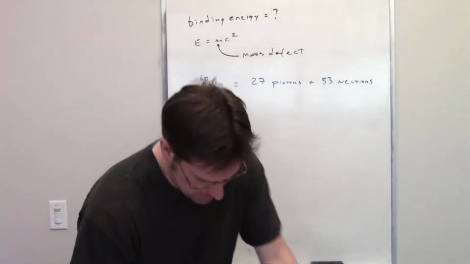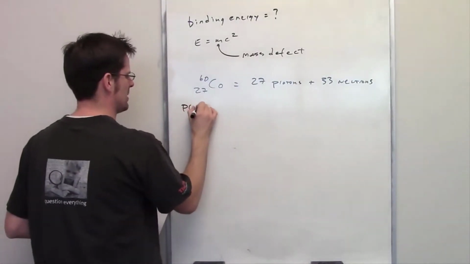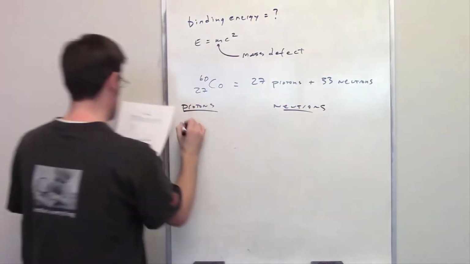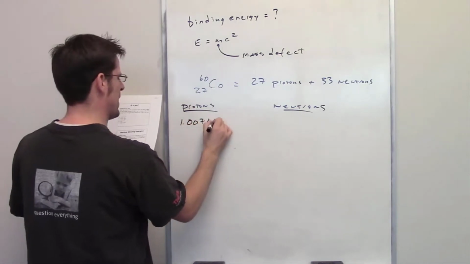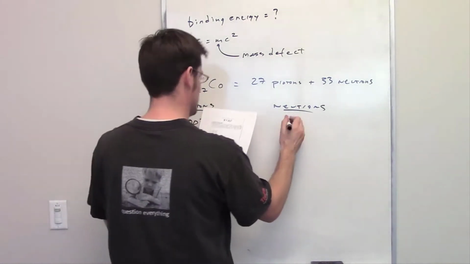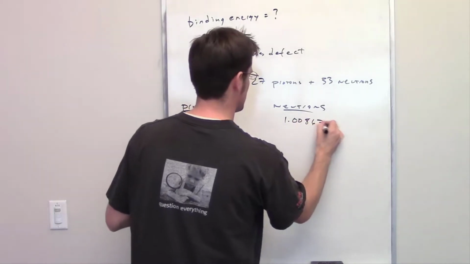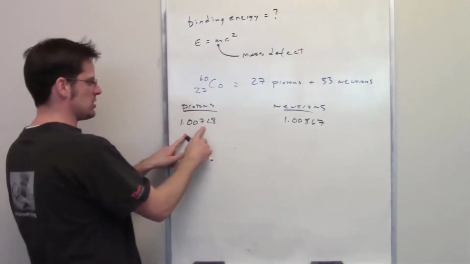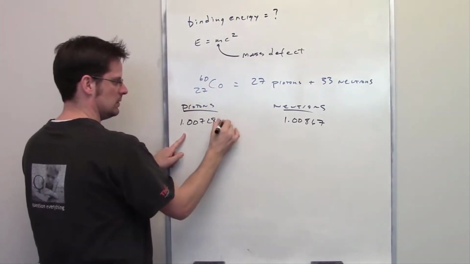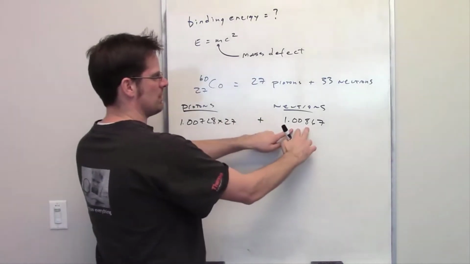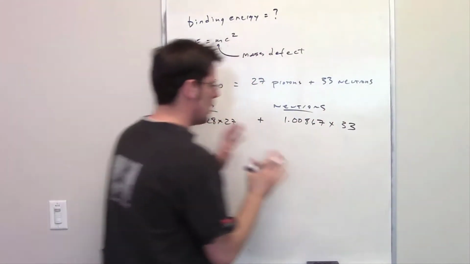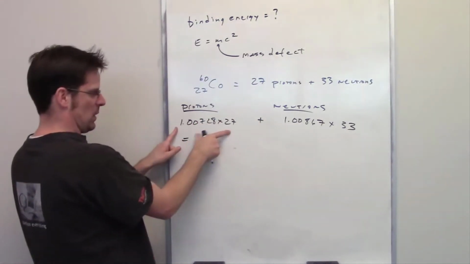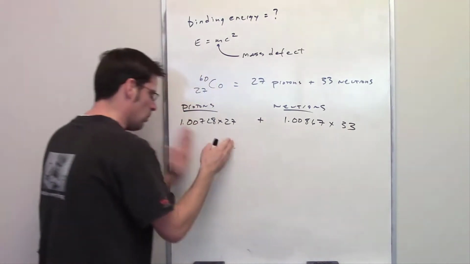It tells me in the problem that a proton weighs, so I'm going to go ahead and write down protons, and I'll write down neutrons. It tells me that a proton weighs 1.00728 amu, and a neutron weighs 1.00867 amu. Now, the cobalt nucleus should weigh this number times 27, plus this number times 33. So what we're going to do is throw this into our calculator and determine what that number is. This number of protons times 27, number of neutrons times 33. What does that come out to be?